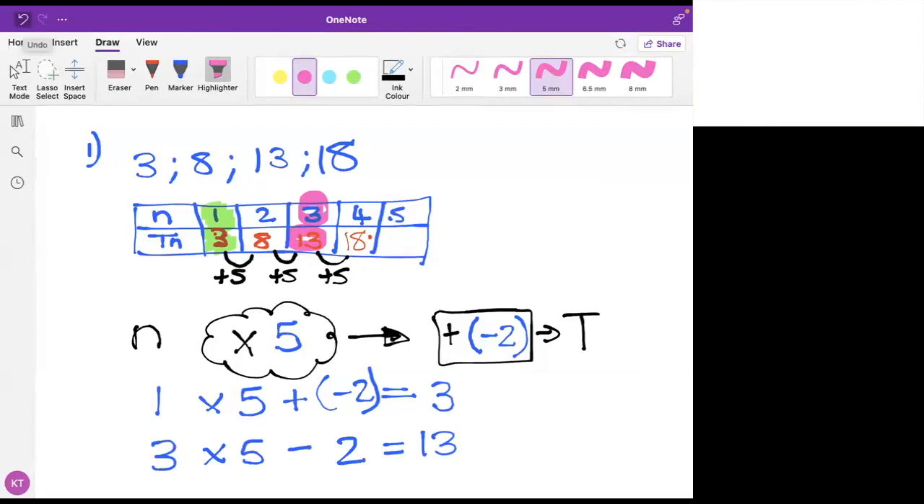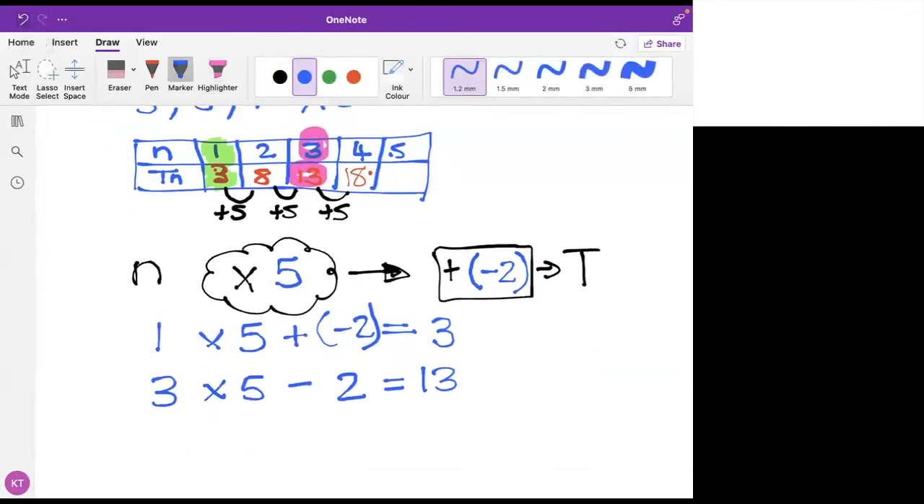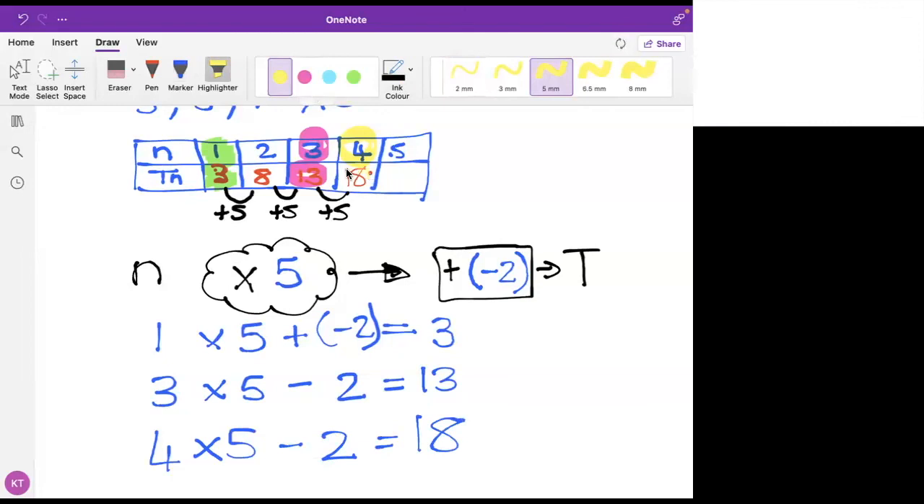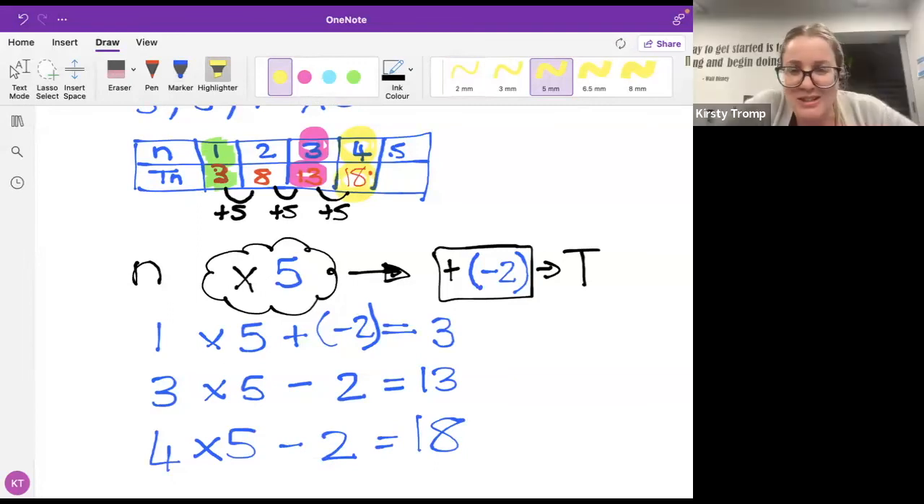Do you want to do one more, ma'am? Wait, do one more with me. See how beautiful maths is. Let's do 4. 4 times 5. What's 4 times 5, Bushle? Ma'am, it's 20. And what's 20 minus 2? 18. And what's in my table? 18. Isn't it beautiful? Ma'am, maths is shiny. I know, maths is beautiful. It's shining. I love it.